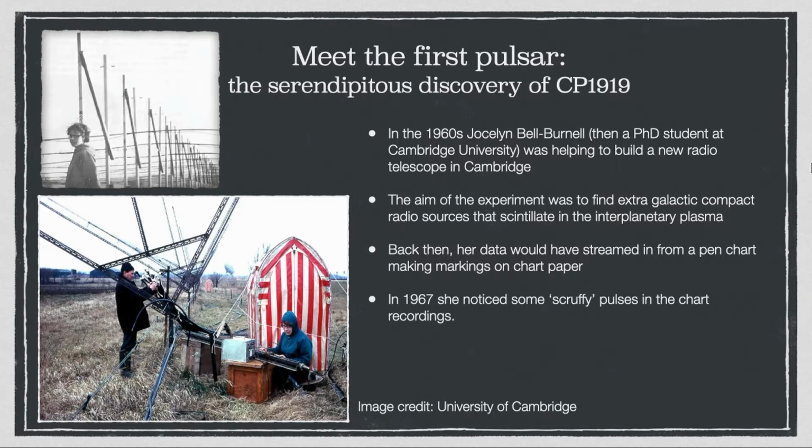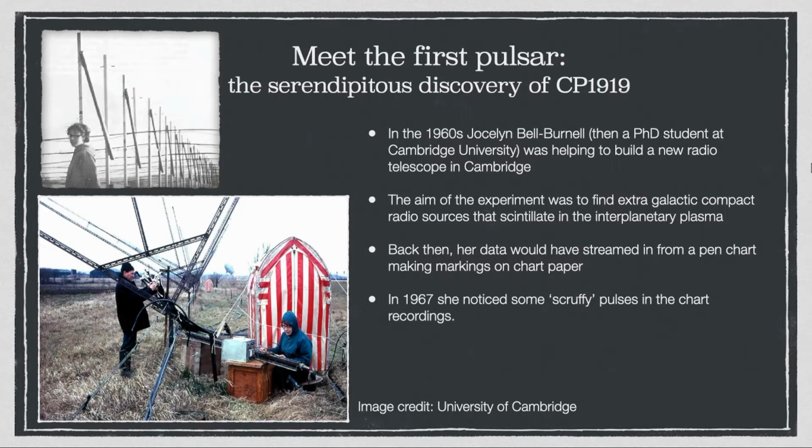And so as a PhD student, her job was basically to see whether we understand interference well. Ultimately, this experiment needed to differentiate between what was interference, like the radio frequency interference that you've already learned about as well, and what was astrophysical signals. So she was tasked with running this pen chart recorder regularly and marking what looked like interference to her. And during 1967, she started noticing things that she first marked with a question mark and later would call scruffy pulses in her pen chart recordings.